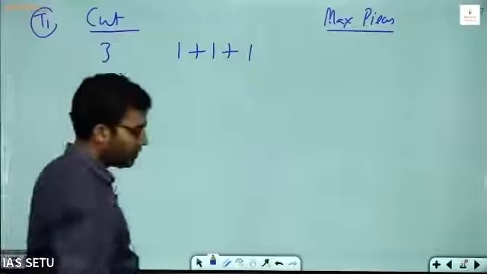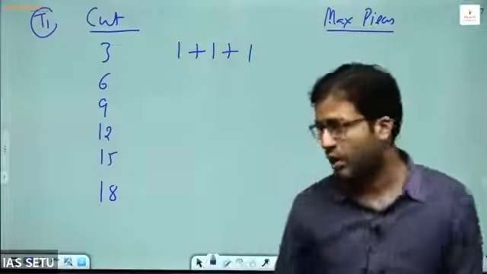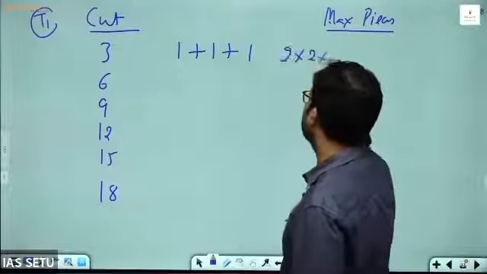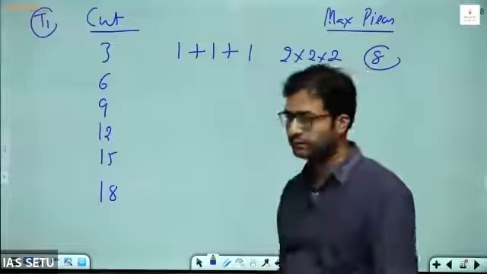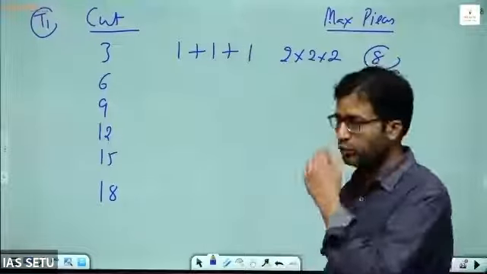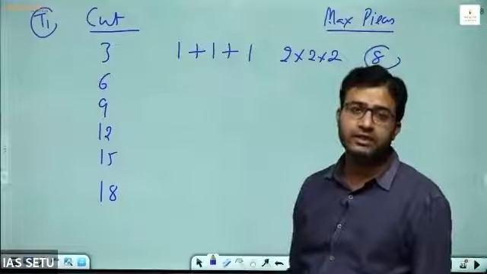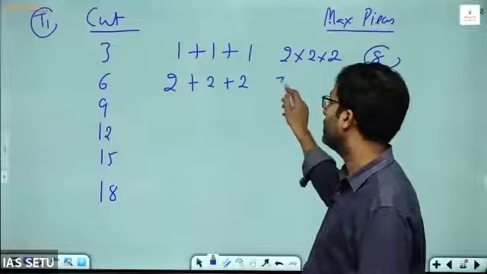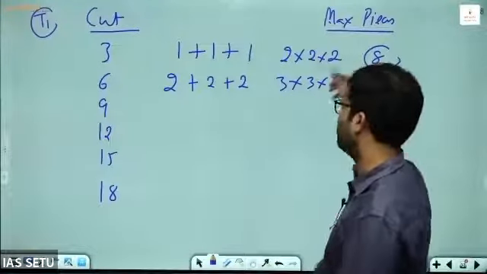Number of cuts 3. How do I distribute 3 cuts? 1 on X, 1 on Y, 1 on Z. How many pieces will I get? 2 into 2 into 2, 8. So with 3 cuts, maximum pieces 8. 6 cuts. How do I distribute 6 cuts? 2 cuts on X, 2 cuts on Y, 2 cuts on Z. Number of pieces I will get 3 into 3 into 3, 27.